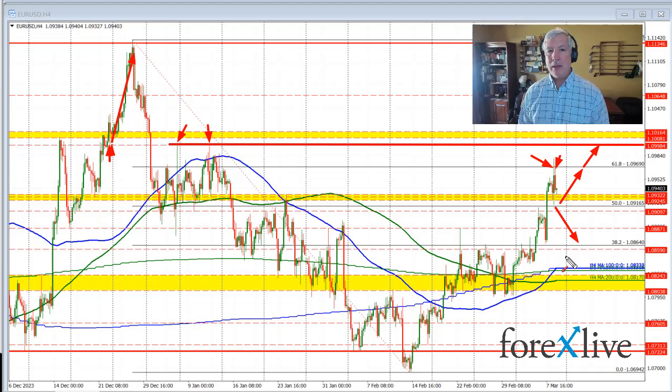Next week, we do have CPI data. We have retail sales in the US data. That's going to be a determining factor as well, and we'll see how that plays in the game. But at least we know our levels that are in play, and that's important for you as a trader.